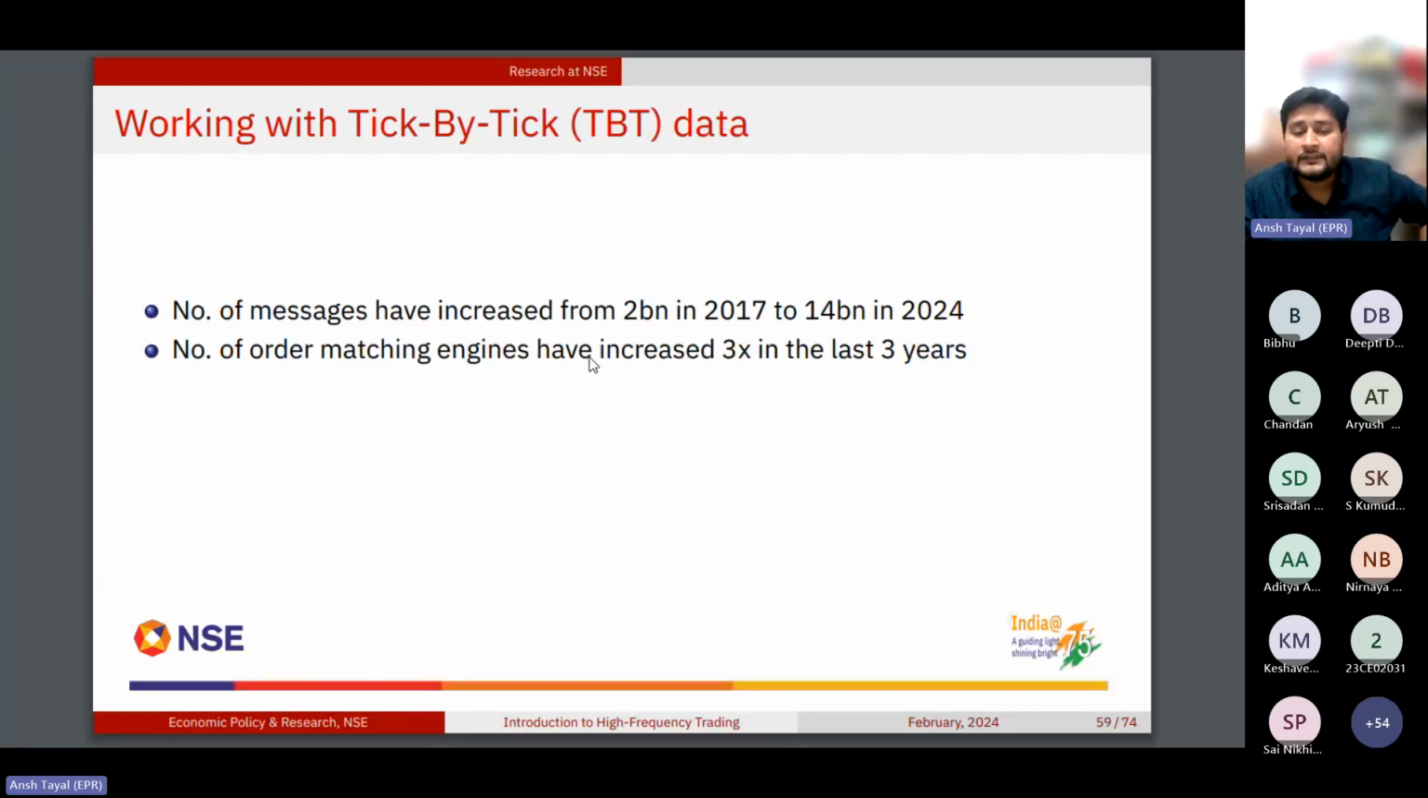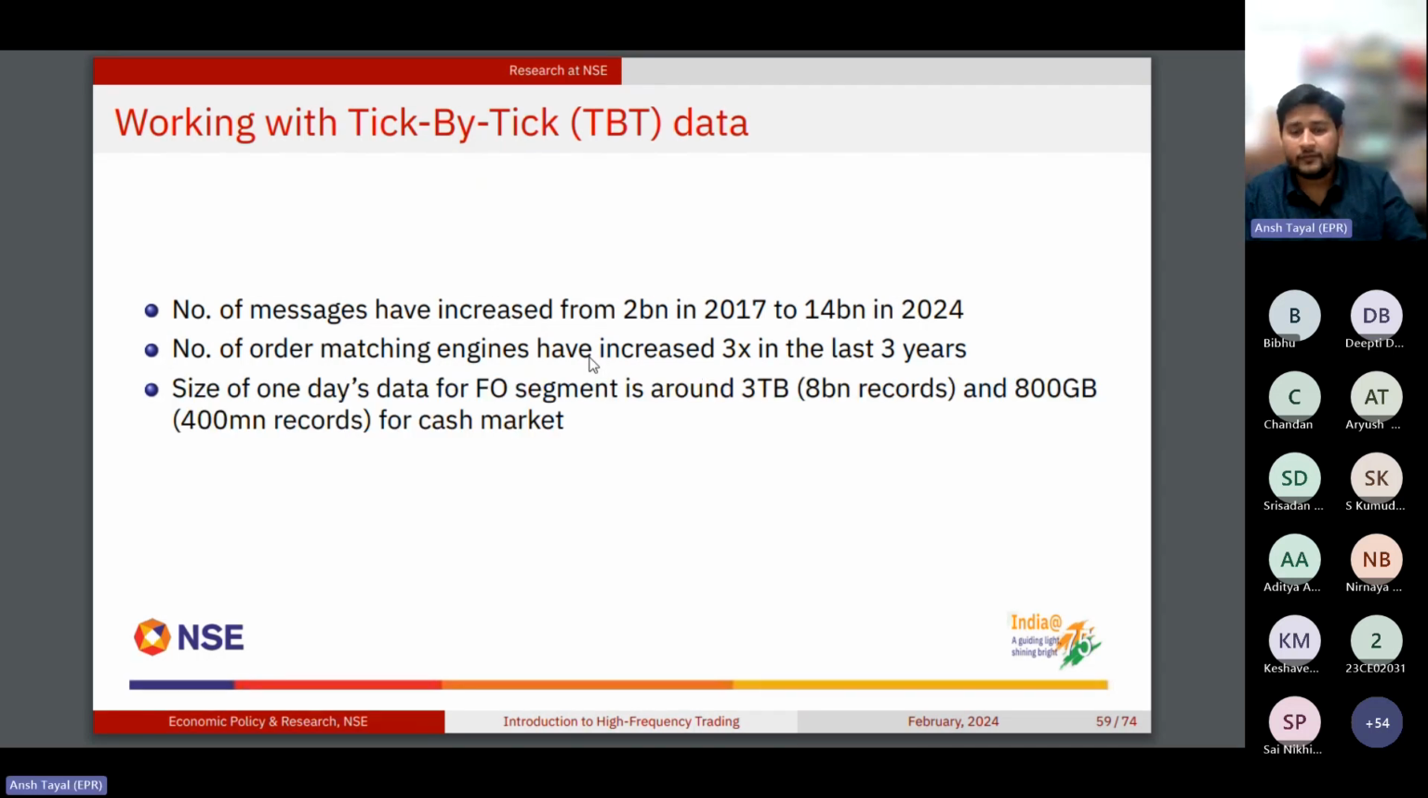The order matching engines: the matching engine that I told you about, all the orders come to this order matching engine where they are matched. The number of order matching engines has increased 3 times in the last 3 years. The way it works is that there are n number of order matching engines, and different products are traded on different matching engines. Let's say all the products of Nifty are traded on one server, and all the products of Bank Nifty are traded on a different server. Because we get such high volumes, there are n number of order matching engines available, so that the model is vertically scalable.